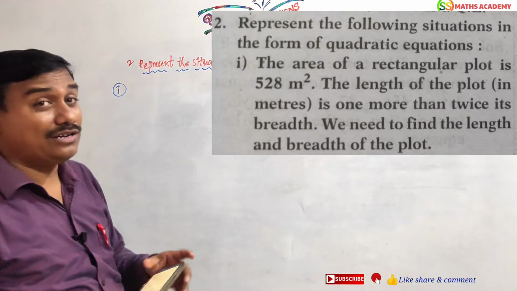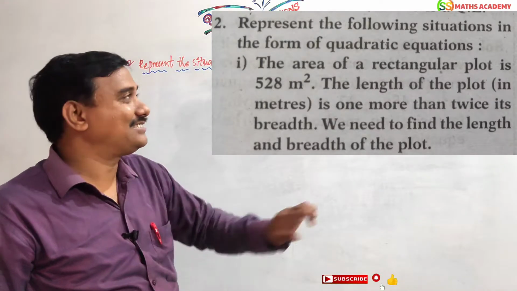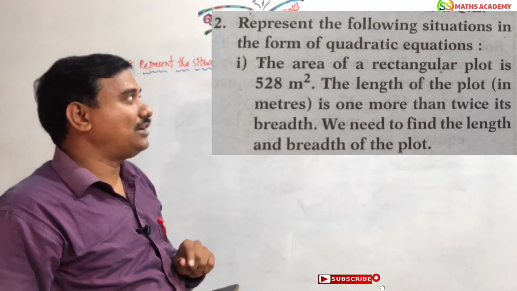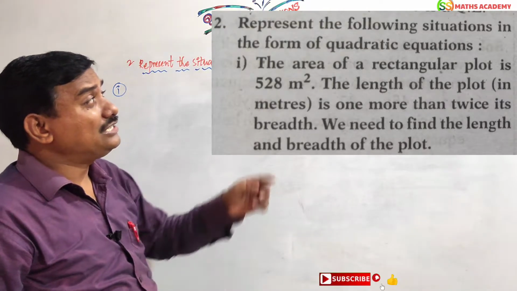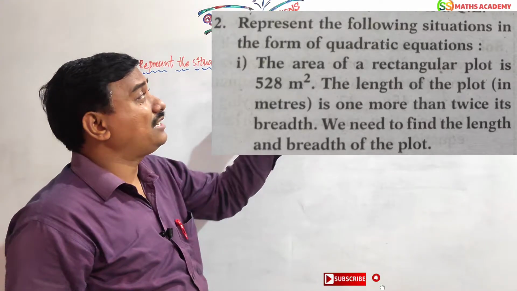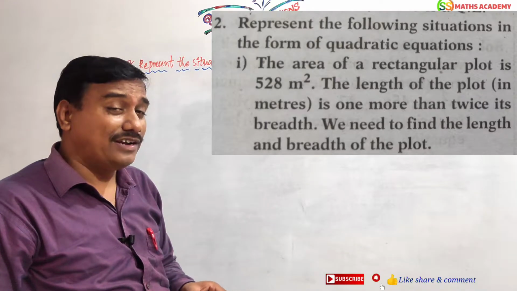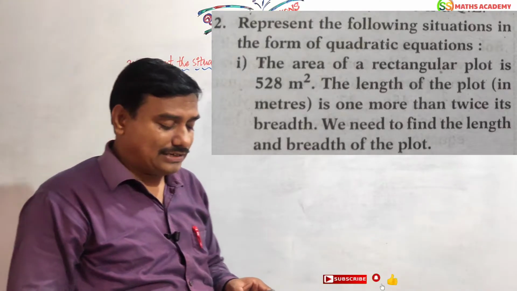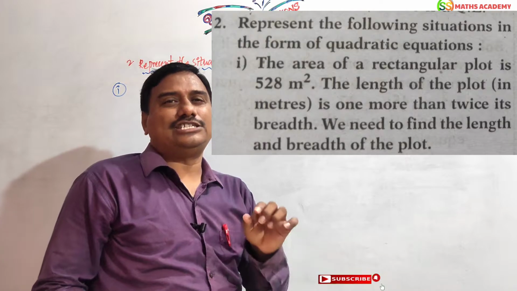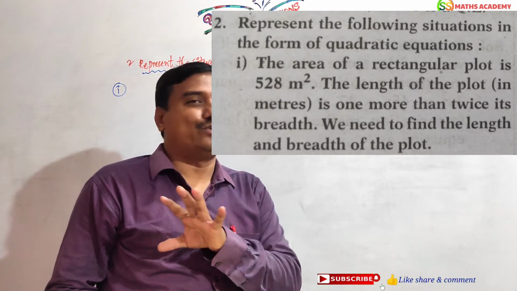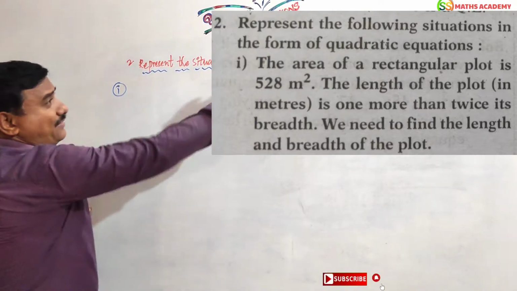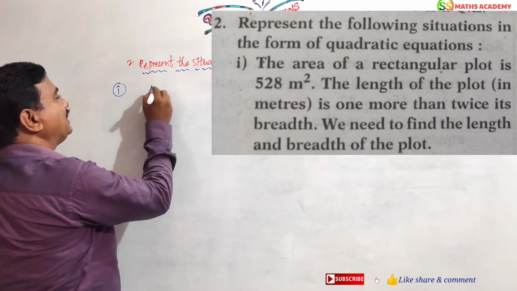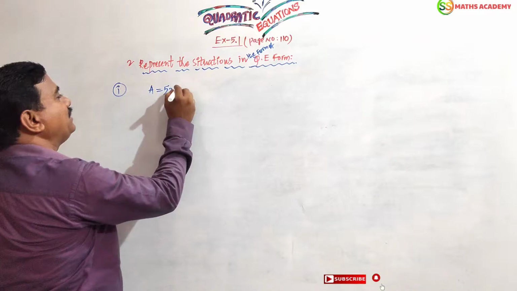What is given? What are the important points? Area of the rectangular plot is 528 meters square, and its length is 1 meter more than twice its breadth. We need to find the length and breadth of the plot. But in this question, you just have to write the form of the quadratic equation. No need to find length and breadth. Just write the equation. Now let us see what is given here. Area of rectangle 528 meters square is given.